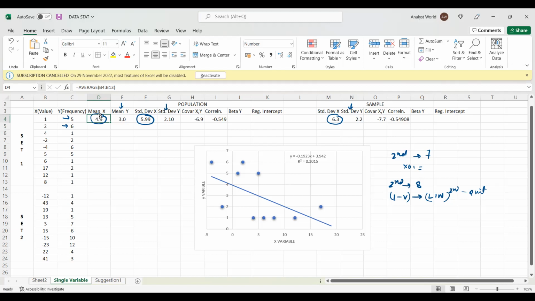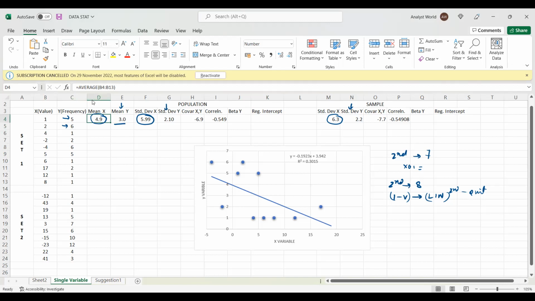Is it showing the same thing? Yes, sir. Press the down key again. Standard deviation equals 6.31. Press down key. Keep on pressing and tell me the value. Sigma X equal 5.99. Y equal 3. Okay, next. SY equal 2.21.